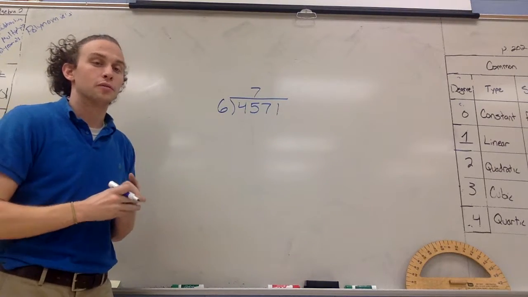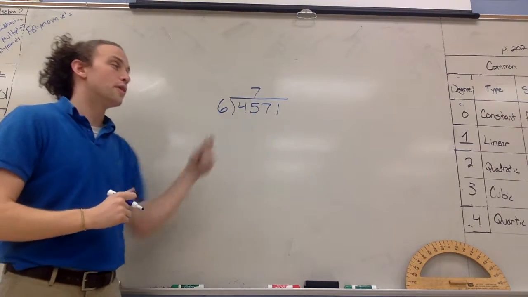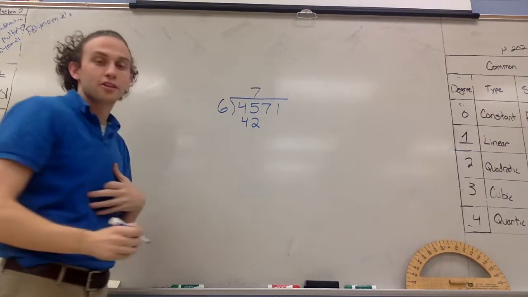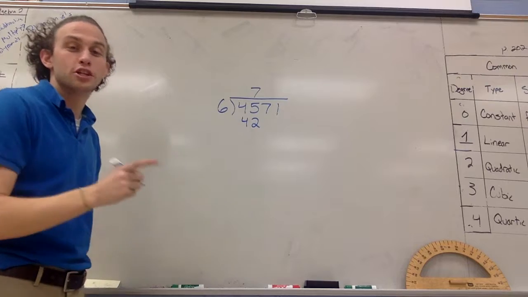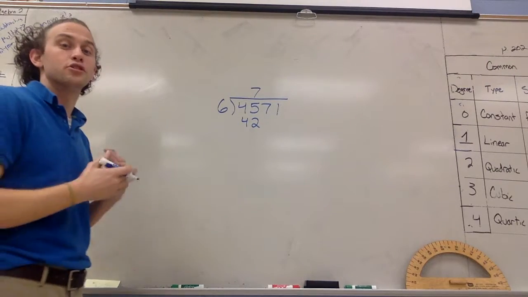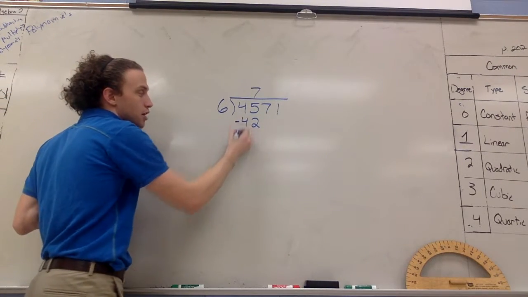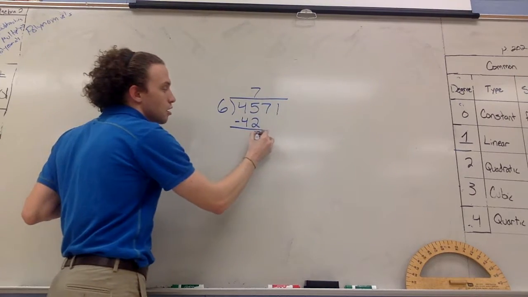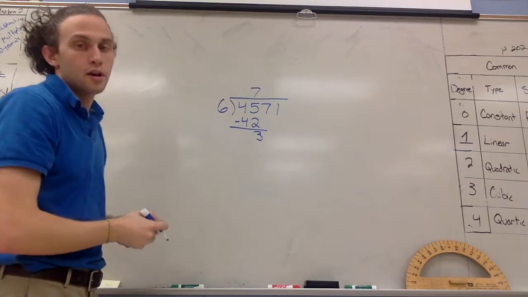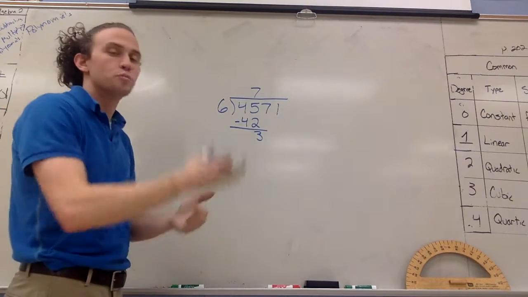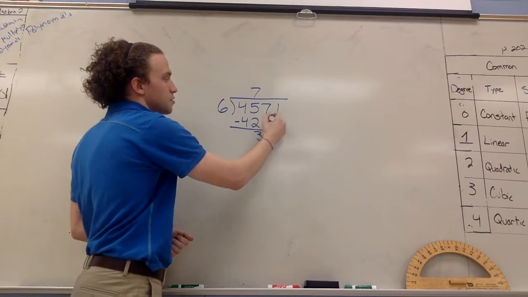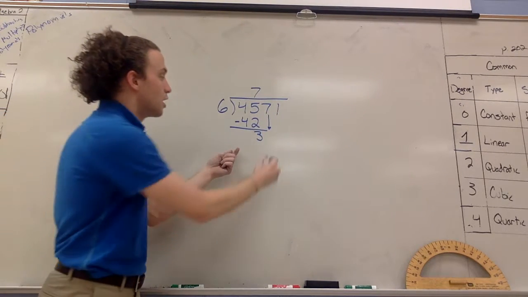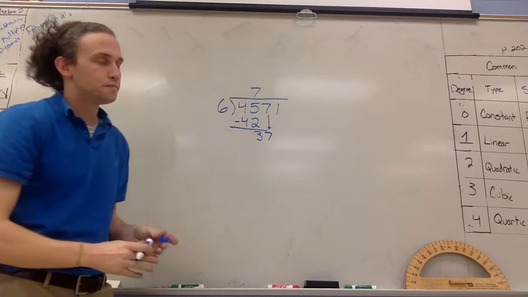Now, after we figure out how many times it goes in, we multiply these numbers, which gives me 42. And then the way I like to think about it is not subtraction, but changing my signs and then adding straight down. So I'm going to change this sign to a negative and then add these straight down. This gives me a 3. So the next step is to bring down that next number. After the 5 is the 7, so we just drag this straight down here. So we have 37 now.